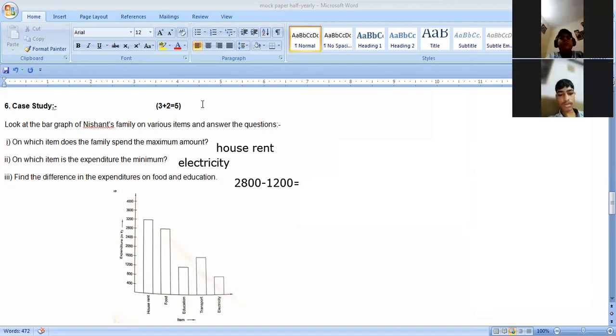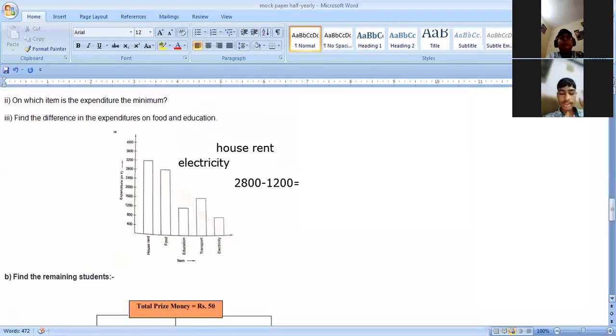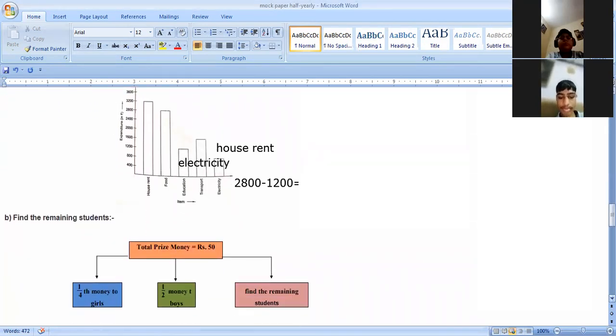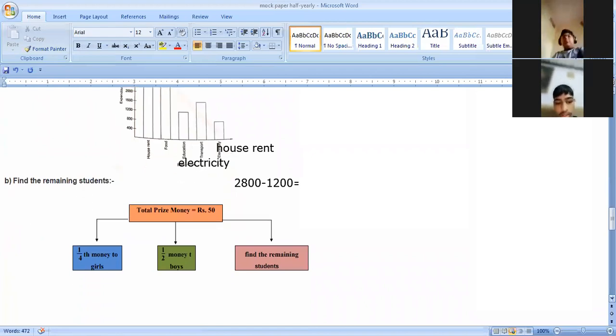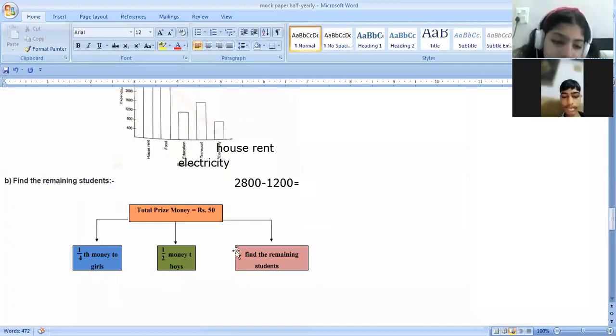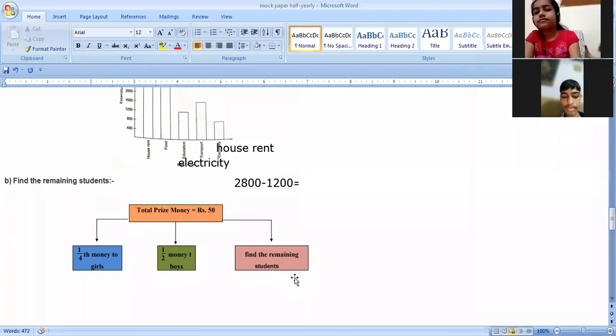Let's move to the next question now. Find the remaining students here. The total number of students is 50. And you have to find, 1/4 will be girls, half will be boys, and find the remaining students.